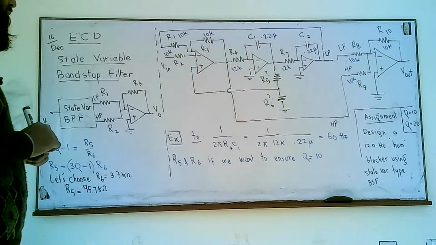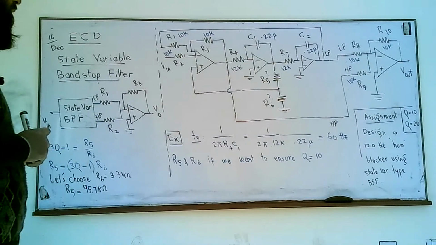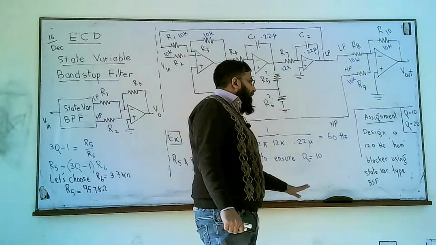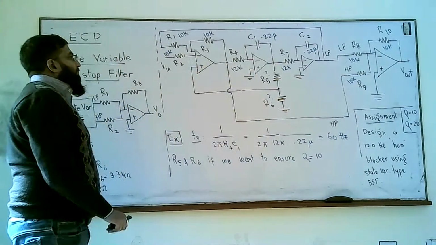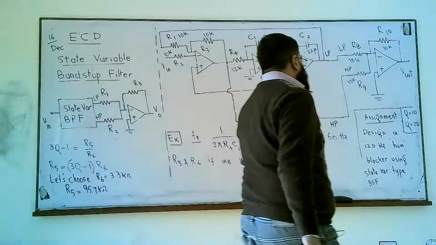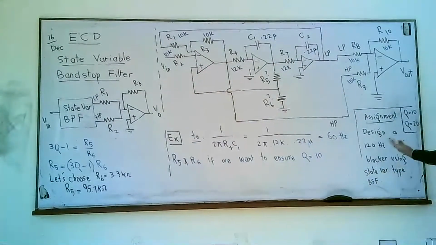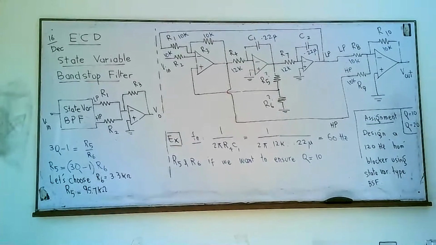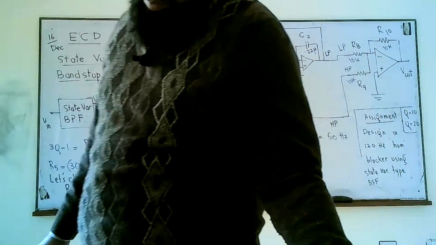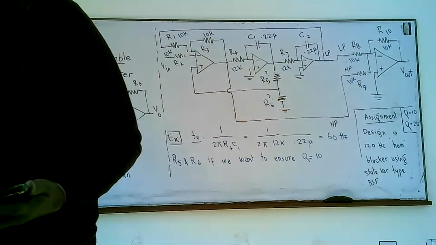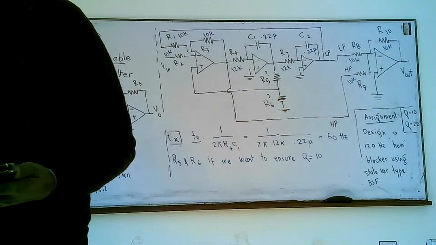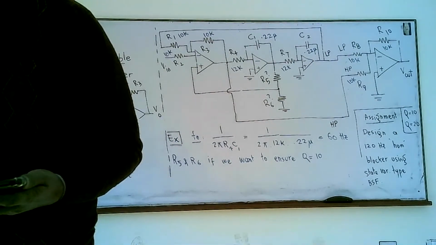For these two selections, you have to design two circuits and they both should stop 120 hertz hum in a certain environment. So you have to design two filters. They both are 120 hertz hum blockers, and one of them is for Q is equal to 10, the other is for Q is equal to 20. So that is your assignment. Right. That's all for today's lecture.